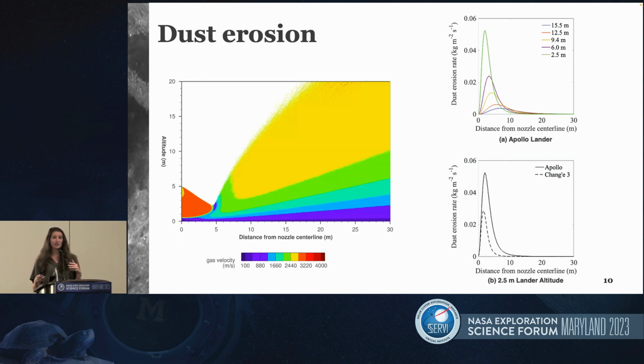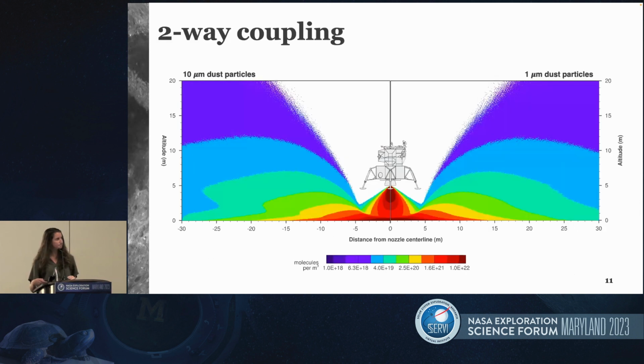And then if we look at the erosion rate for the entire descent compared for the Chang'e 3 and the Apollo landers, we see it's about twice as much for the Apollo lander.